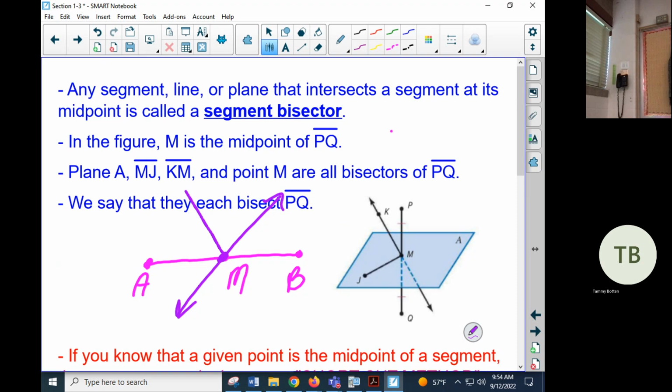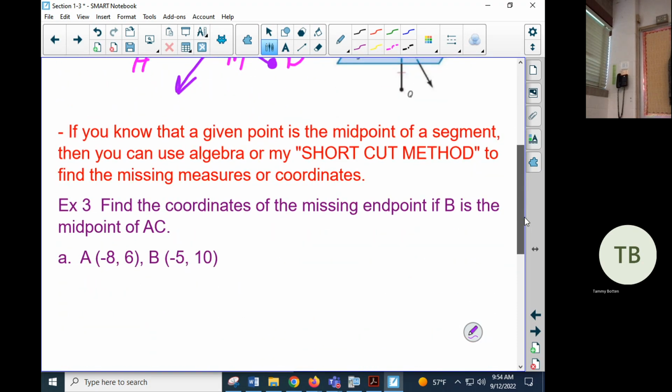I could have a ray that starts or goes through the midpoint. That would be a segment bisector. I could have a segment that goes through. Anything that goes through a segment at its midpoint is called a segment bisector. You can even have a plane. Here's your segment, and the midpoint is M. And notice they have a plane cutting through at M. It looks a little different, but as long as it intersects that segment at the midpoint, it is called a segment bisector.